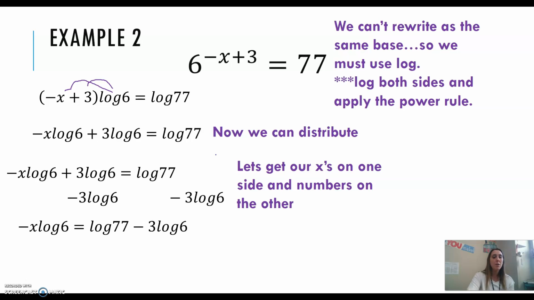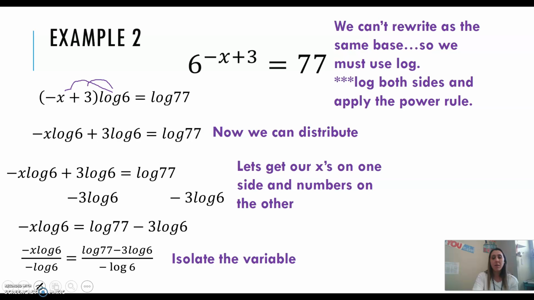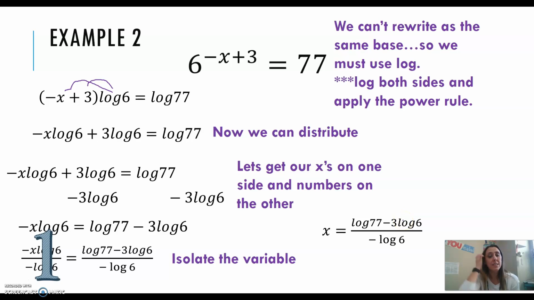When we do that, we end up with negative x log 6 is equal to log 77 minus 3 log of 6. So now, to get x by itself, we have a negative 1 being multiplied by log 6, so we can divide. We can isolate the variable by dividing by negative log 6. Negative 1 divided by negative 1 is 1. And because this is multiplication, we can do this. And log 6 divided by log 6 is 1. And so the x is the only thing that's left there. And so our final answer is log 77 minus 3 log 6, all divided by negative log 6.